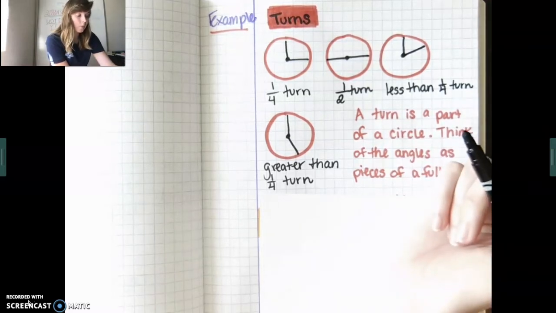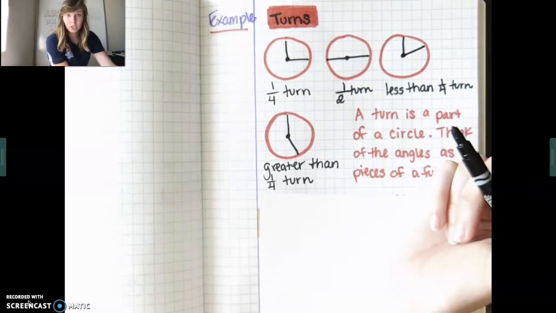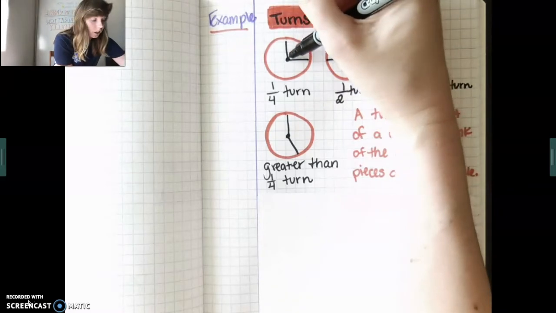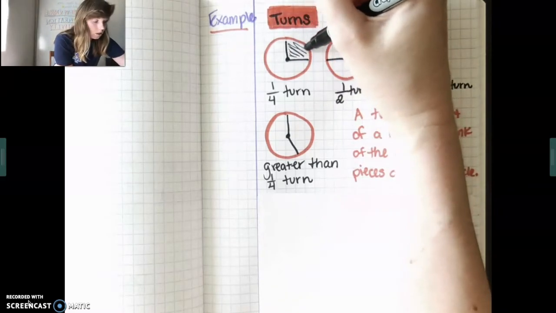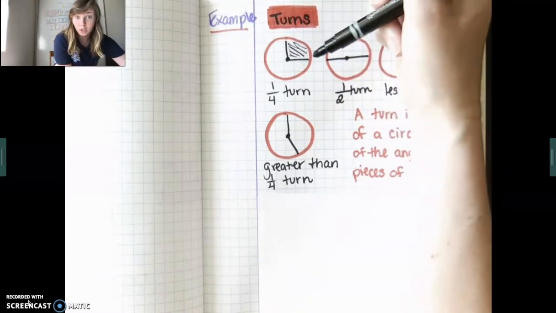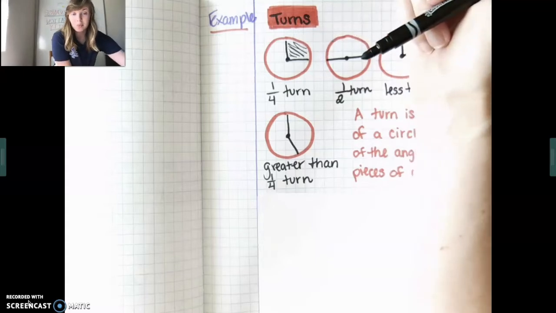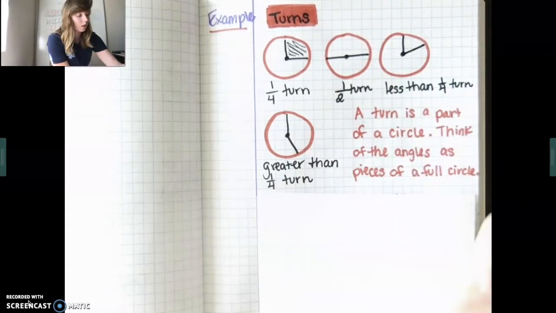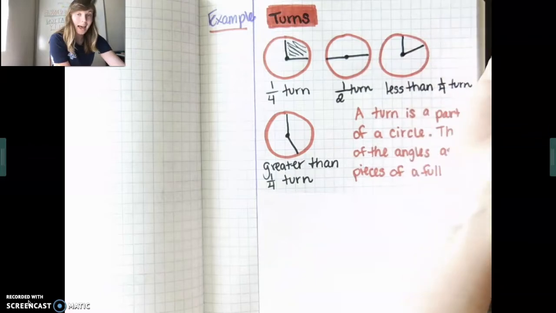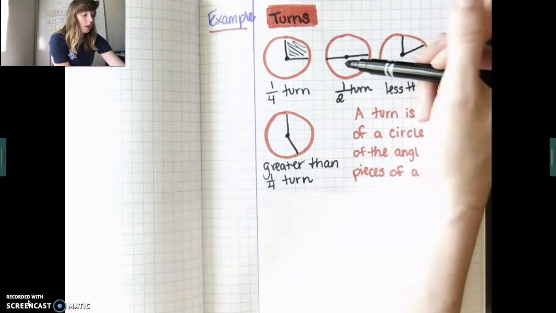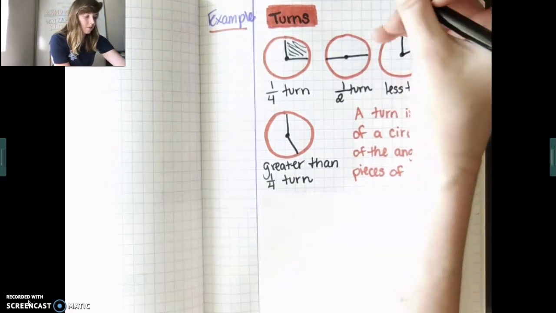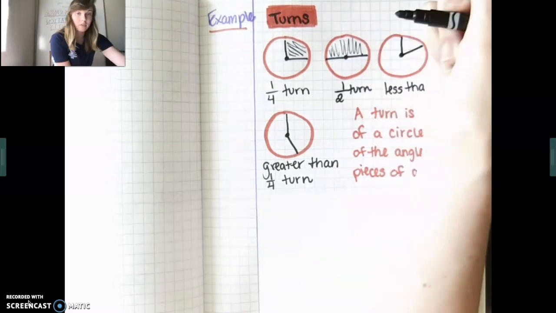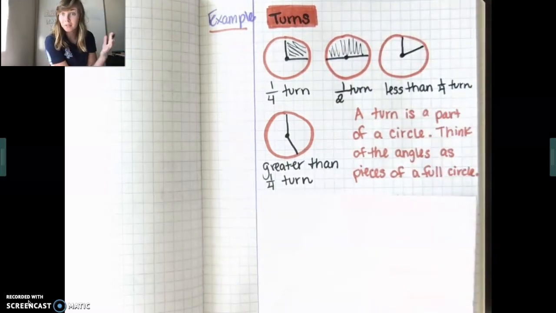So when I say, what's an angle with 1/4 turn? That looks like this. So this black angle is 1/4 turn. If I was to color it in, notice it takes up 1/4 of the circle because that angle is a 1/4 turn angle. This angle is a 1/2 turn angle. So you can color it in this way or this way, it doesn't matter, but you'll notice that is literally half of the circle. That's why it's called a half turn.